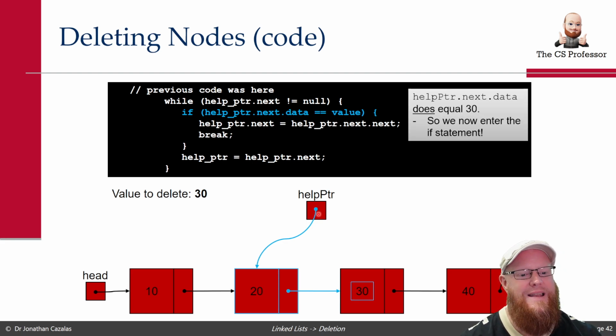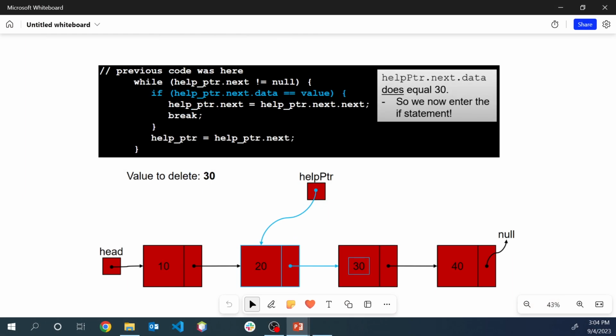So help pointer.next.data, the consequence of which is we found the value we want to delete. We can now enter this if statement and perform the deletion. Let's head over to the tablet and look at this in more detail. Now that we're here and we want to perform this deletion, I need to delete this node 30 right here. That's what I want to do.